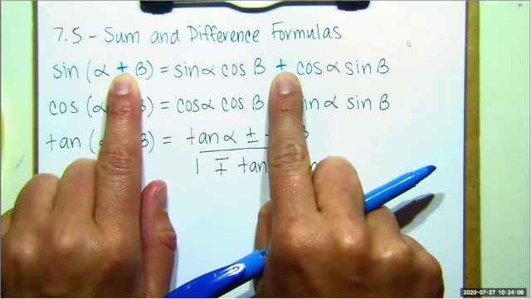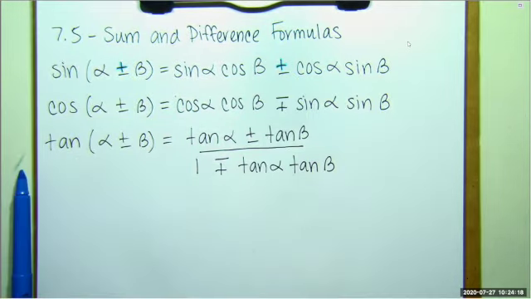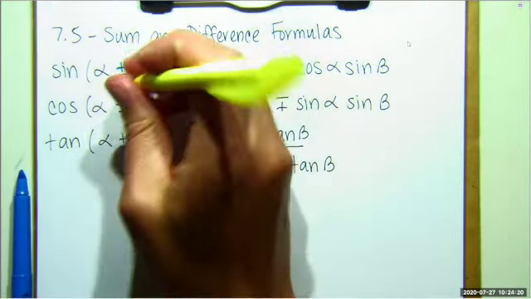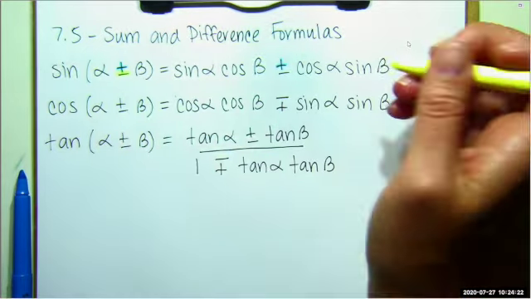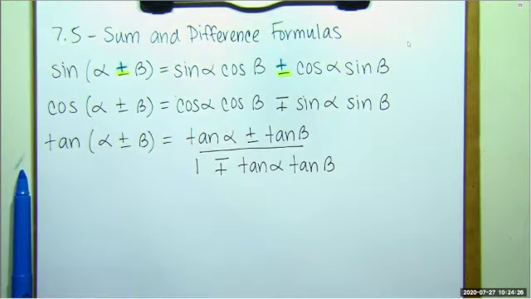So our first formula says sine of alpha plus beta is equal to sine of alpha cosine beta plus cosine alpha sine of beta. The second formula says sine of alpha minus beta is equal to sine of alpha cosine beta minus cosine alpha sine of beta. So the bottom operators go together there.